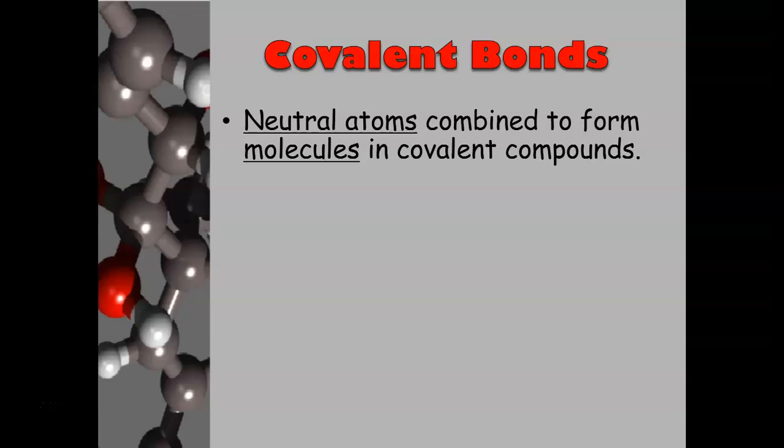Big thing here is to keep in mind that unlike the ionic bonding, where I had somebody gaining electrons, as a result gaining a negative charge, plus an atom that was losing electrons and then having a positive charge, there are no charged atoms going on in covalent bonding. They're neutral atoms, and they're going to come together to form these molecules in covalent compounds.